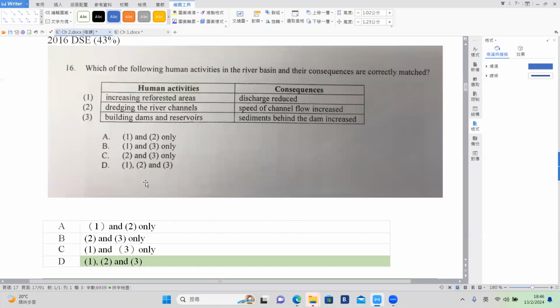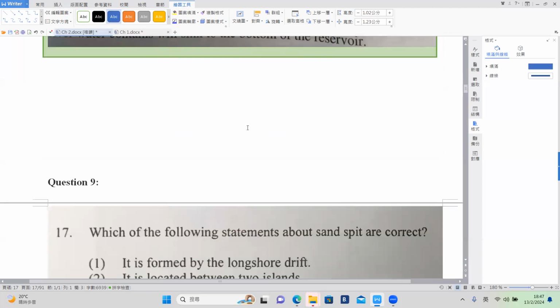Number 8, human activities in the river basin and their consequences are correctly matched. Increased reforested area, discharge reduced. True, because more water and also more sediment can be grabbed. Dredging of the river channel, speed of the channel flow is increased. Dredging means making the river channel deeper, so there are fewer obstacles, and then the speed of the channel flow will be increased. Building dams and reservoirs, the sediment behind the dam will also be increased. So it's also right because all the sediment is blocked behind the dam. So number 1, 2, 3 are all correct.